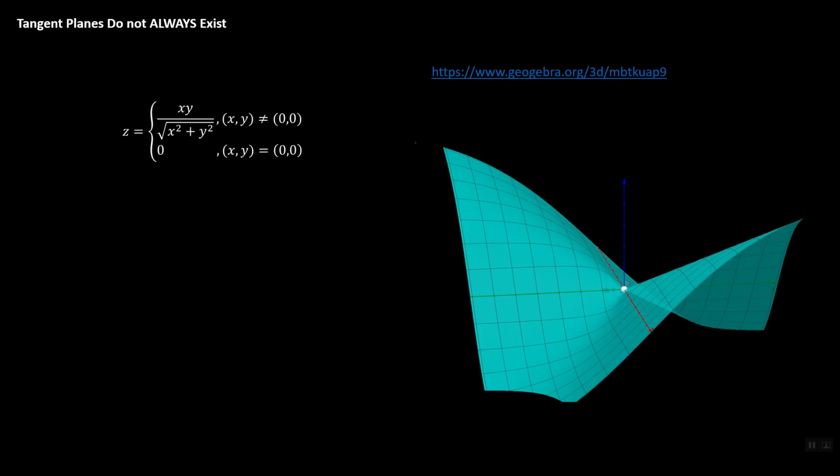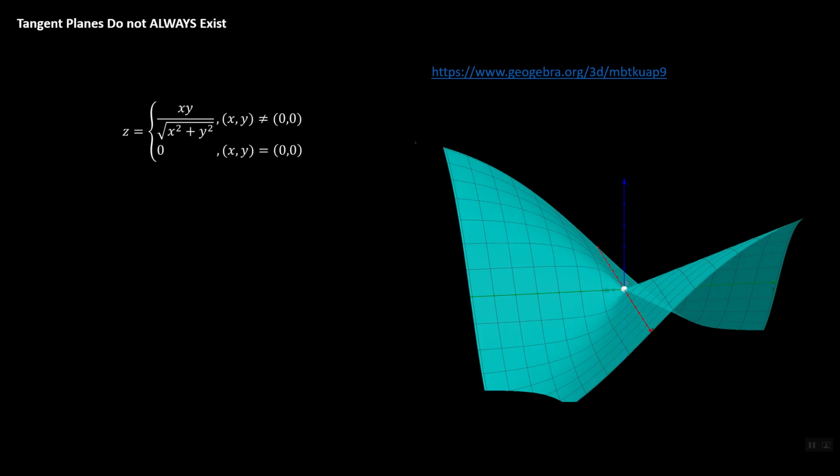In chapter 4, we've already learned about tangent planes, but I want to warn you that they do not always exist. I have the piecewise function that you see on the screen plotted as this blue surface, and upon inspection, it looks fine. Nice and smooth, looks very continuous.